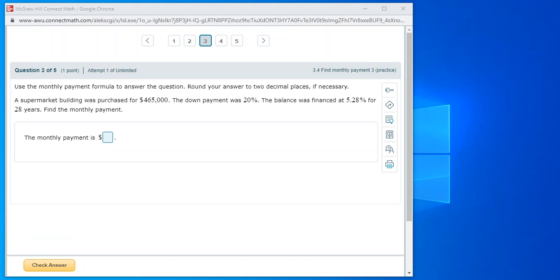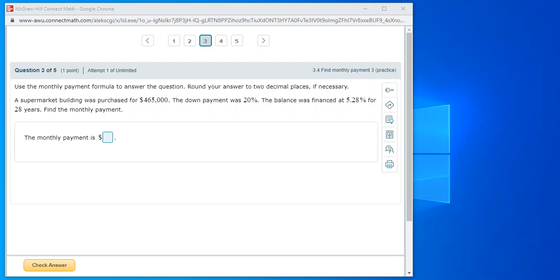Gibson, and I'm going over the problem that you gave me from the homework, question 3 of 5. It says use the monthly payment formula to answer the question. Round your answers to two decimal places if necessary. A supermarket building was purchased for $465,000. The down payment is 20%. The balance was financed at 5.28% for 28 years. Find the monthly payment.